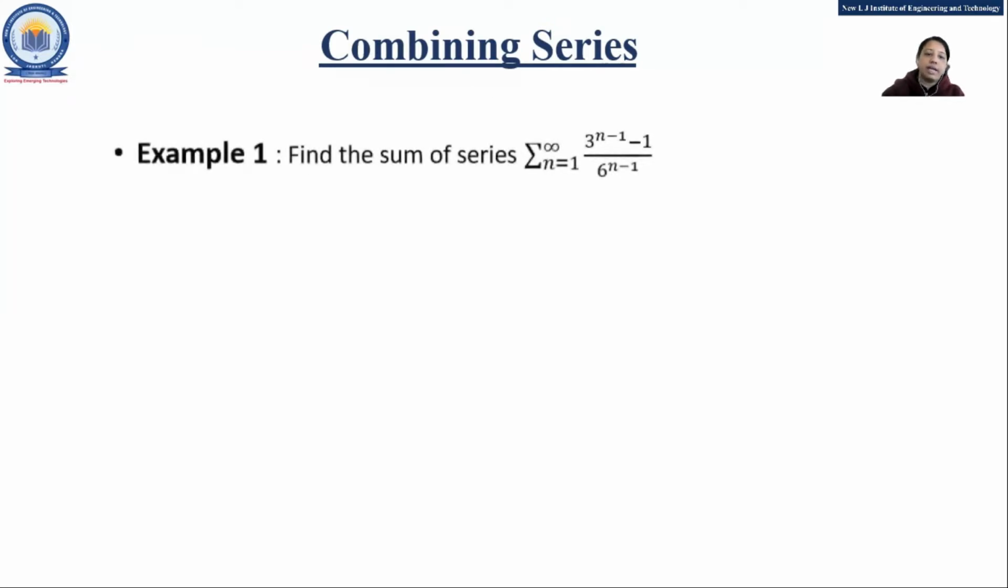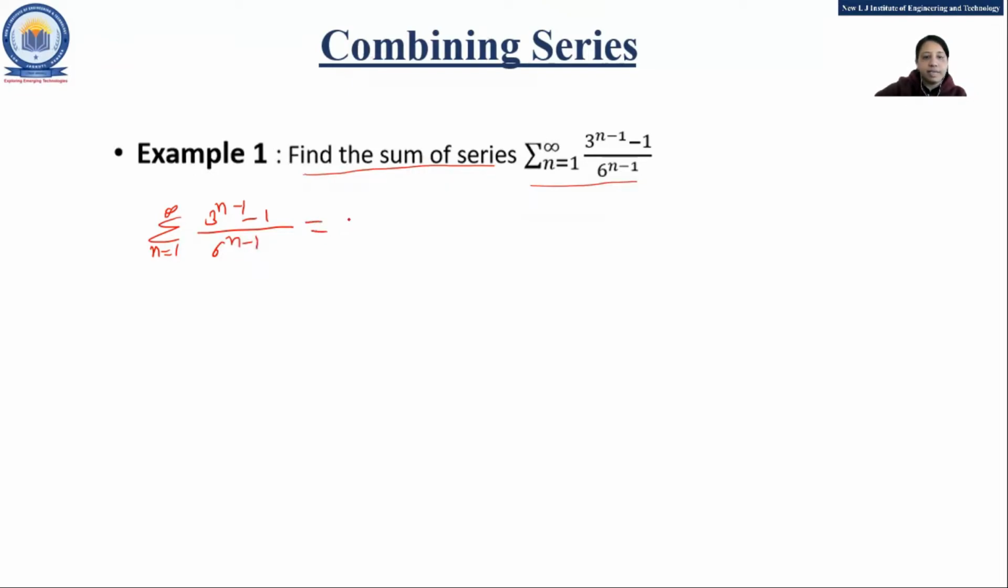So we'll see some examples of combining series first. Example 1: find the sum of the series, summation n equal to 1 to infinity, 3 raised to n minus 1 upon 6 raised to n minus 1. So how is it supposed to be solved? First we'll separate the terms.